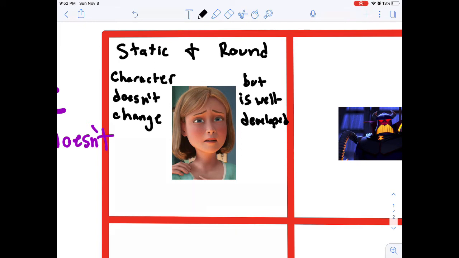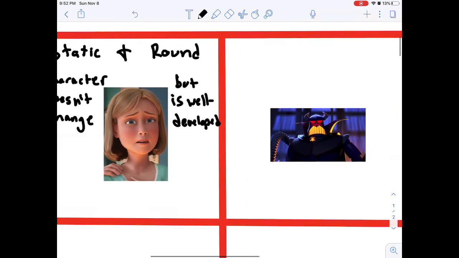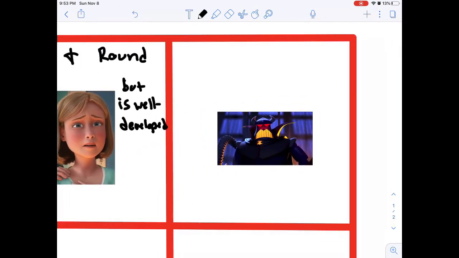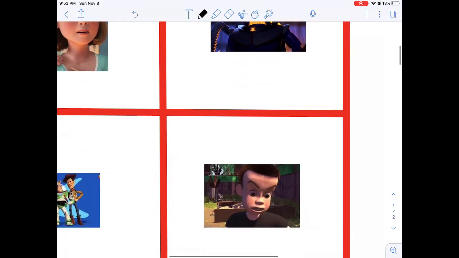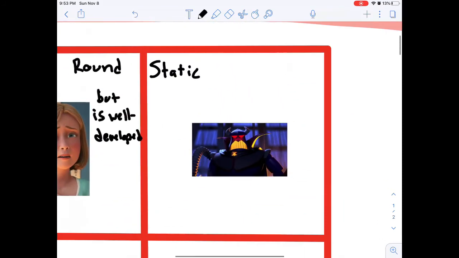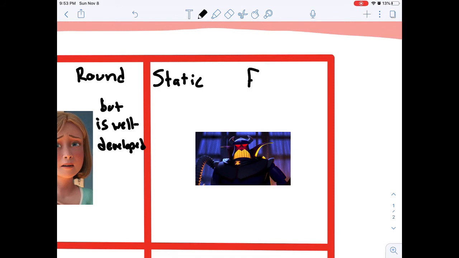We don't know more than one side of the character. That would be this character from Toy Story 2, I believe, Zurg. He's just a bad guy. So he stays the same, and he's not well developed. So we're going to write up here that he is static, and he's not round, he is this term down here, flat. He is static and flat. He doesn't change.